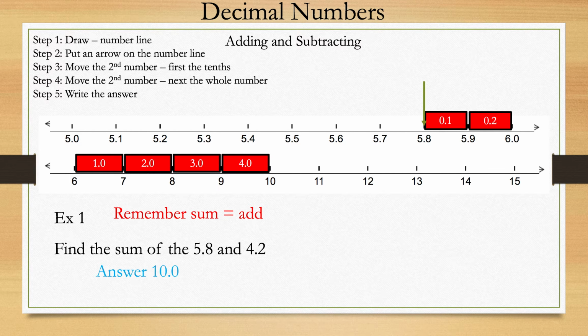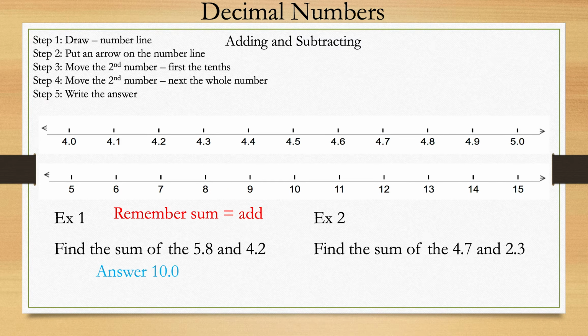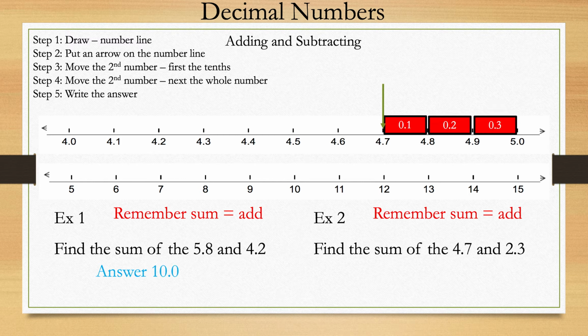Okay, so let's take a look at another example with different numbers. So we're going to find the sum of 4.7 and 2.3. Once again, remember sum is add, so we're going to pick 4.7 as our starting number and work our way up on the number line. So once again, we're going to add the tenths first because it'll be easier to add a whole number. So we're going to add 0.1, 0.2, 0.3. Where did I get that 0.3? From the 2.3. Well, now we're at 5, okay? And so we still have to add that 2 because we haven't done anything with it. So now we're at 5, so we go to 6. And then we go to 7, and there's your answer, 7.0.